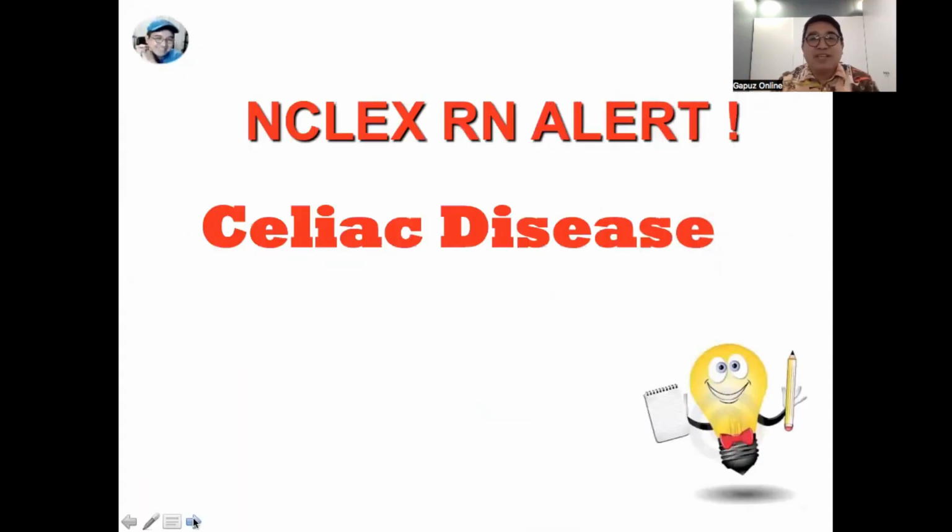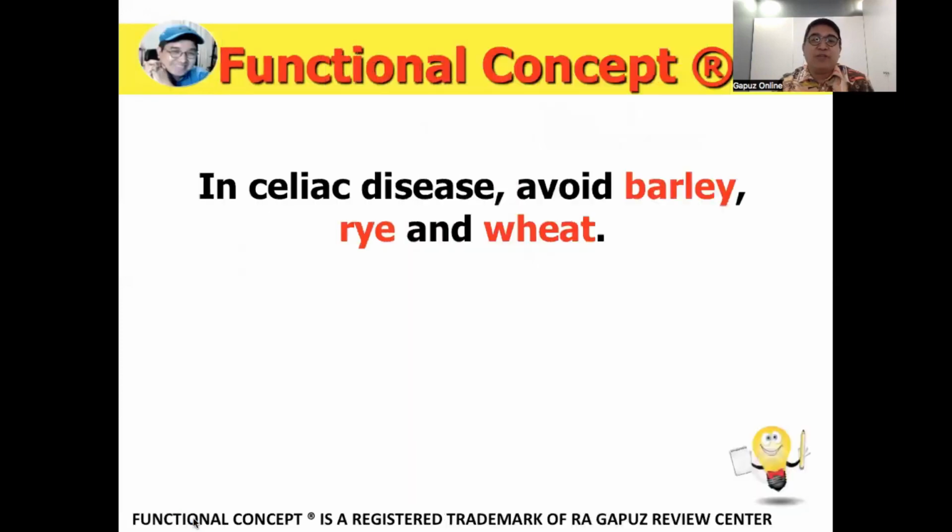Next one would be celiac disease. Now, in celiac disease, there's a potential development of intestinal villus atrophy. So, instruct the client to avoid barley, rye, and wheat. Oats can already be given. And triticale, which is a hybrid of rye and wheat, should also not be given to a patient with celiac disease.